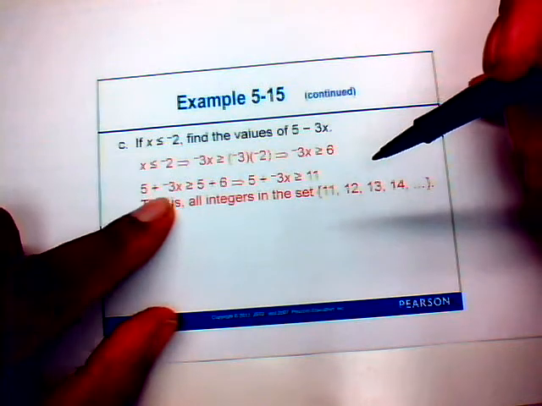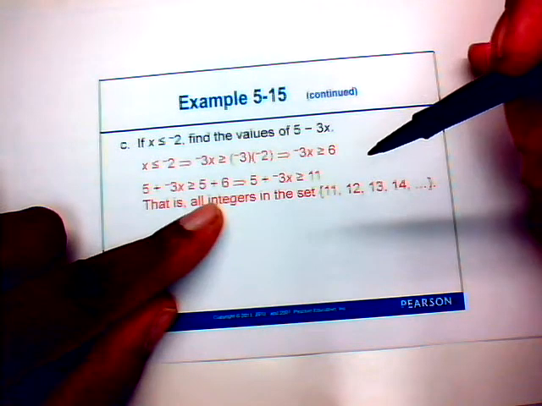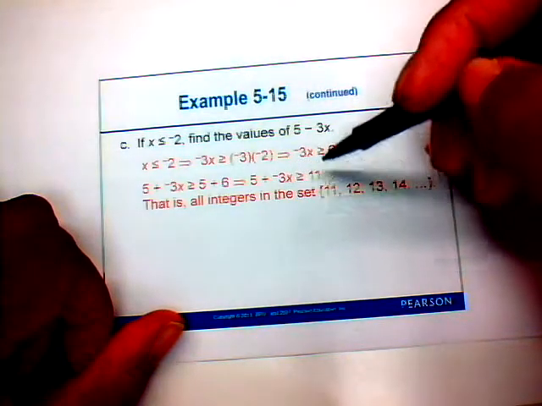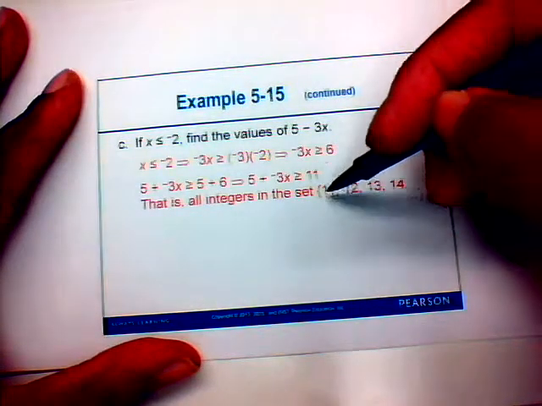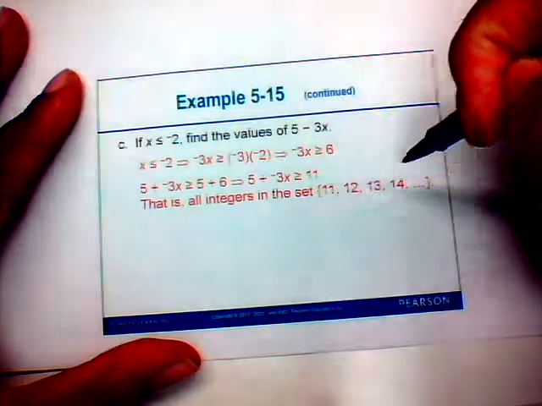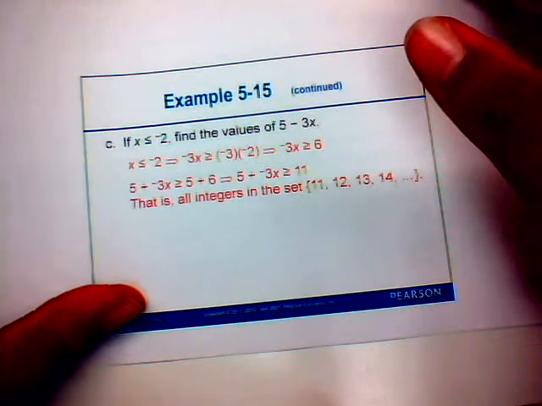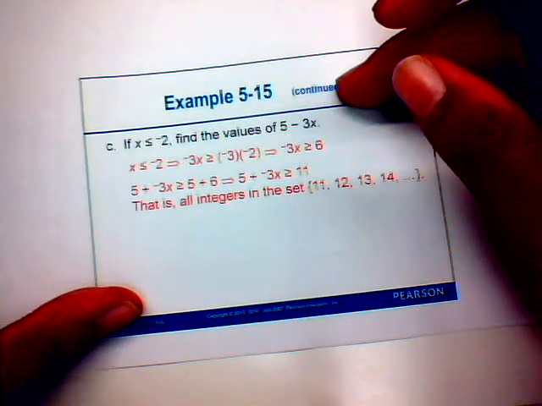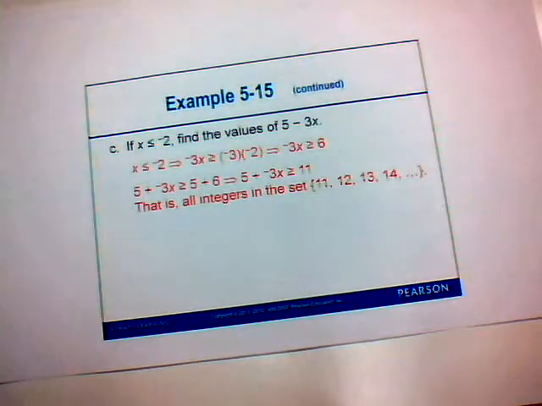And then you'll have 5 plus negative 3x is greater than or equal to 5 plus 6. And that will mean that 5 plus negative 3x is greater than or equal to 11. Which means all the integers in this set will have to be 11, 12, 13, 14, and so on. Because you're finding all the values of 5 minus 3x if x is less than or equal to negative 2. Okay, and that will conclude this particular video on multiplication and division of integers.